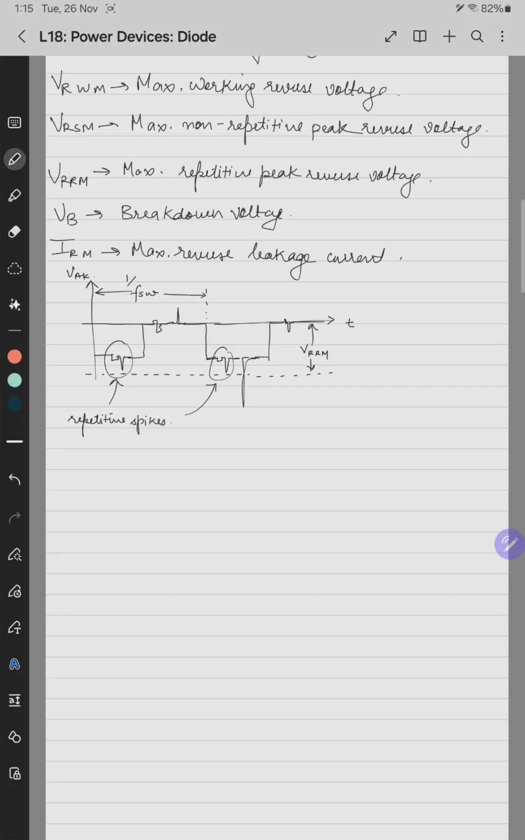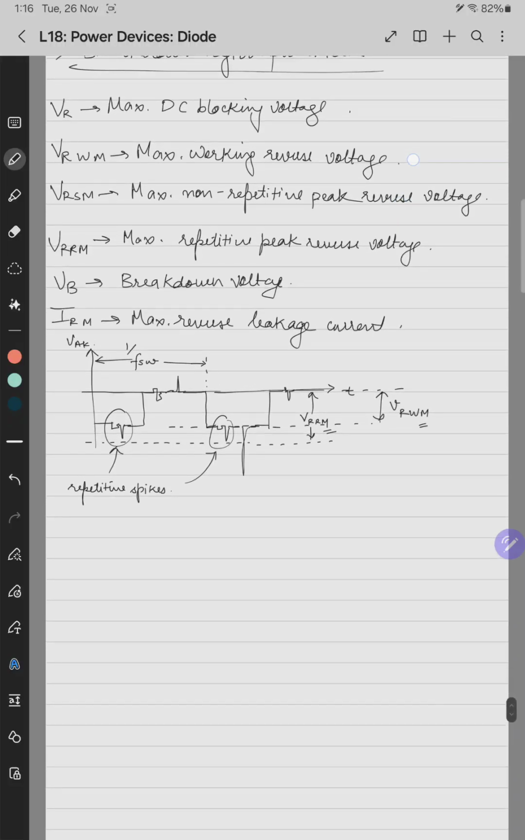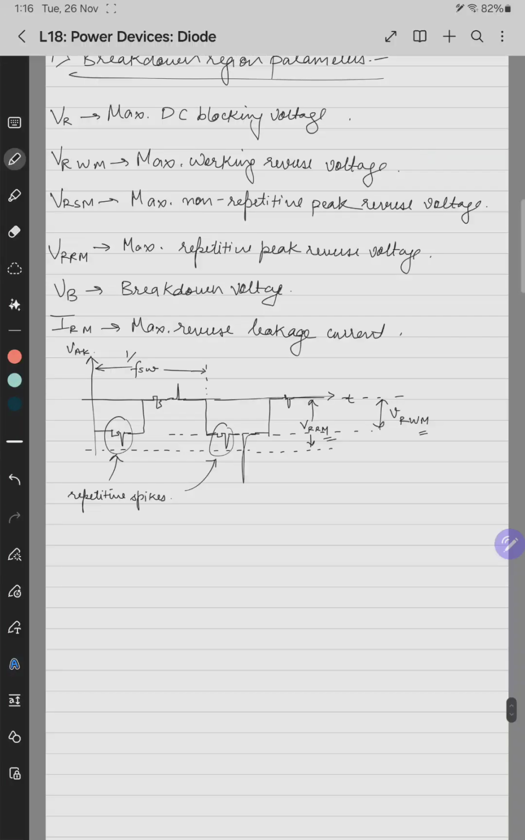Then VRWM is the maximum working reverse voltage. Maximum working reverse voltage means this thing, which should be the ideal steady state value, right? So this is VRWM, and this is VRRM. Now VRSM is the maximum non-repetitive peak reverse voltage. This is VRSM.